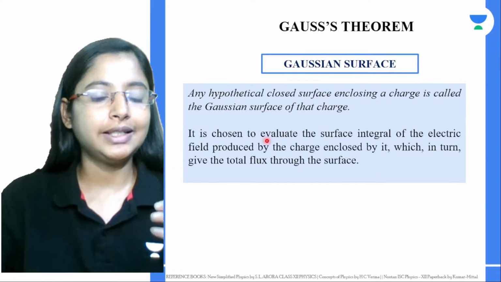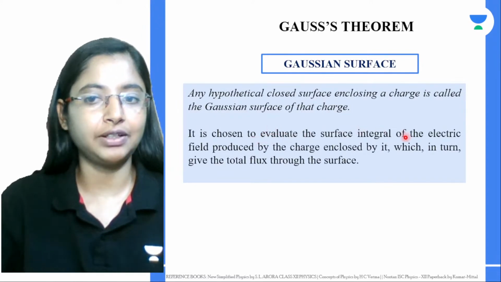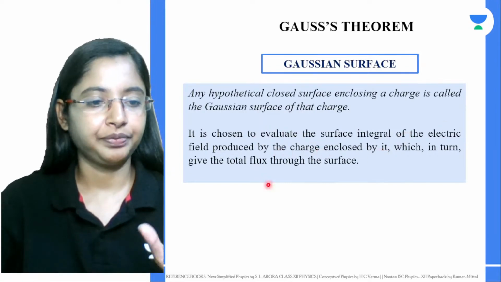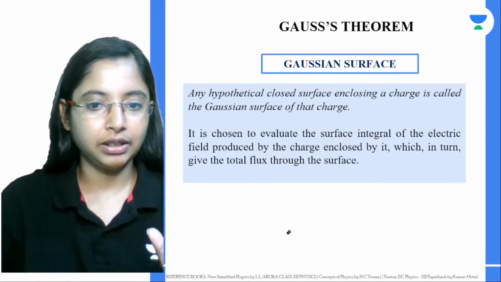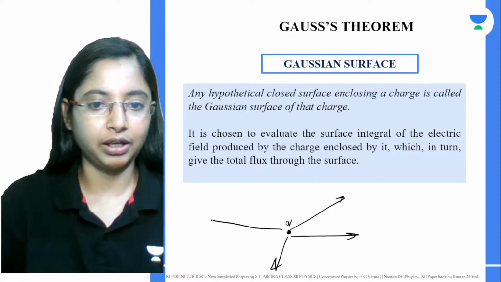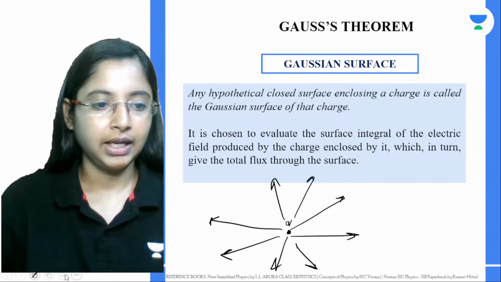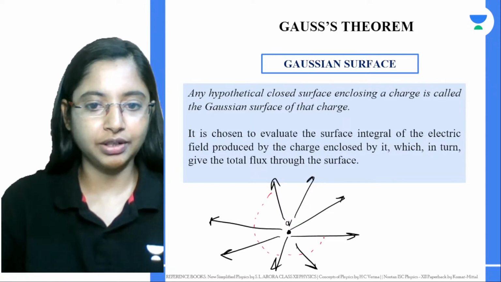Why do we need such a Gaussian surface? This is to evaluate the surface integral of the electric field produced by a charge enclosed by it. If you have a charge Q with field lines going everywhere around it, in every direction, in this case we are just going to take a surface. This is a hypothetical spherical Gaussian surface around this charge at a distance r.